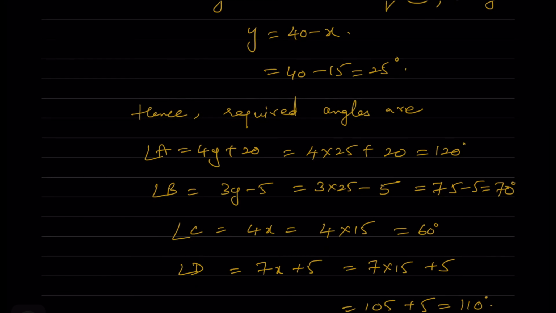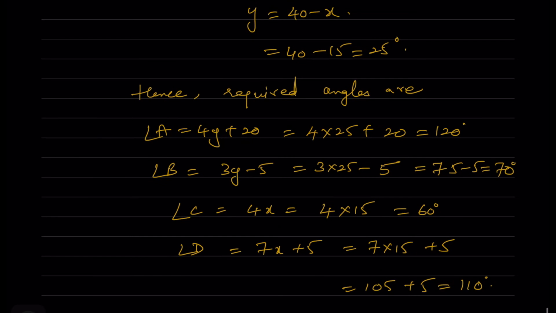The sum of all the 4 angles should be equal to 360. So you're getting 120 plus 70 is 190, 190 plus 60 is 250, 250 plus 120 is 370. So totally we are having all these values here.